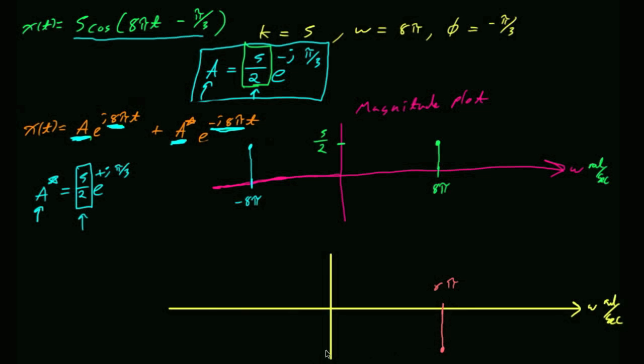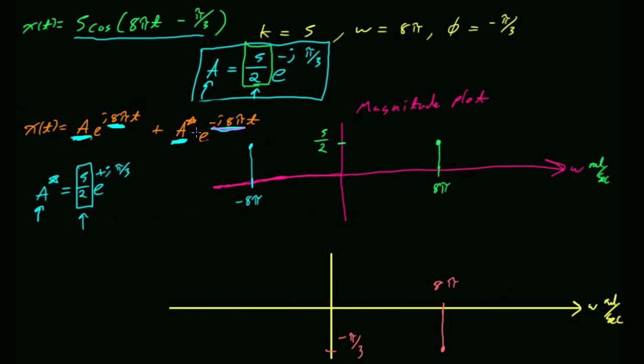What about at negative 8 pi? How much phase shift do I have at negative 8 pi? Positive pi over 3. Once again, I come over here. I've got negative 8 pi. That tells me the frequency that I'm dealing with right now. How much negative 8 pi do I have? A conjugate. The phase of A conjugate is positive pi over 3. Come over here. And we're done.